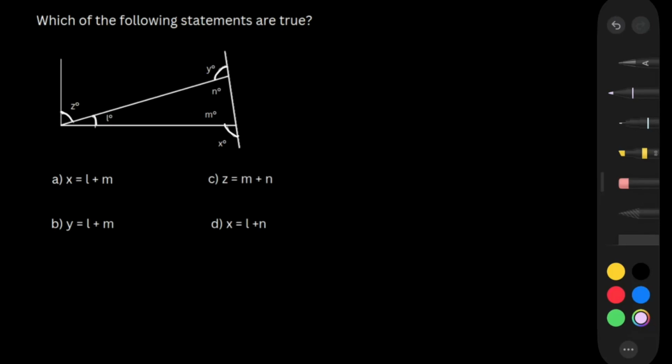Now let's do another question on triangles and their properties. Which of the following statements are true? So we're given a figure and we're asked to select the statements that are true.